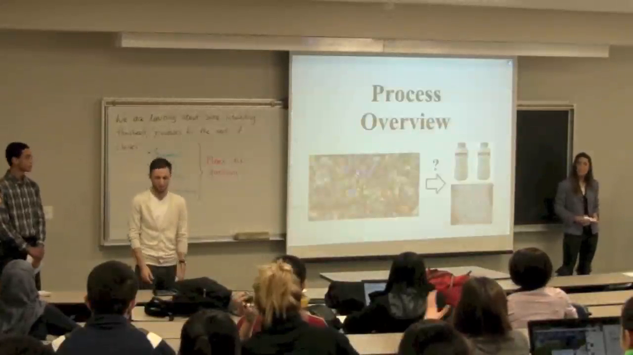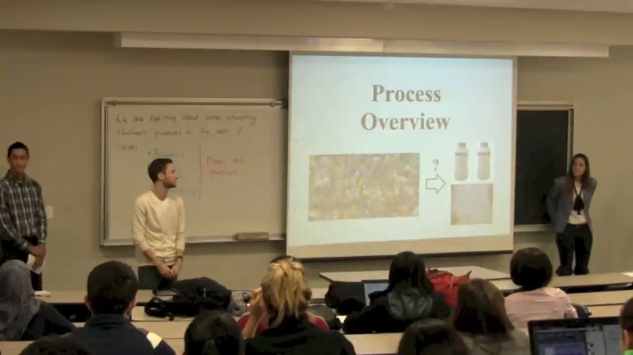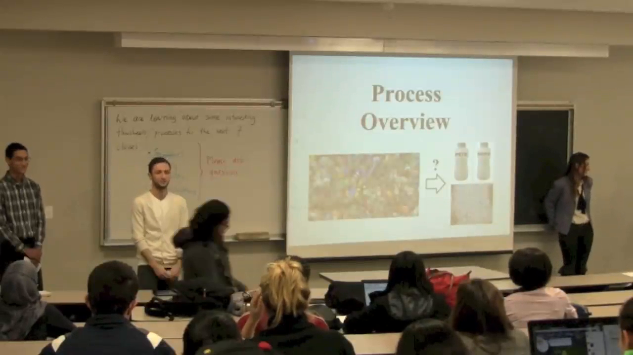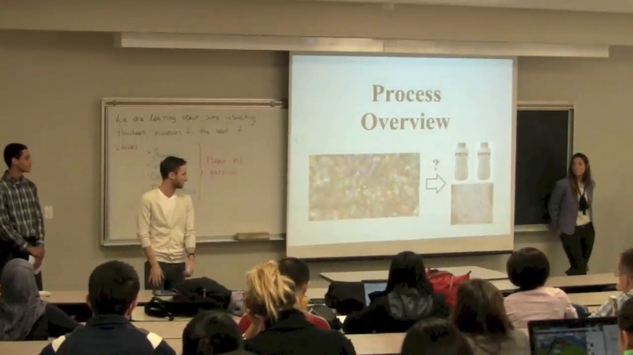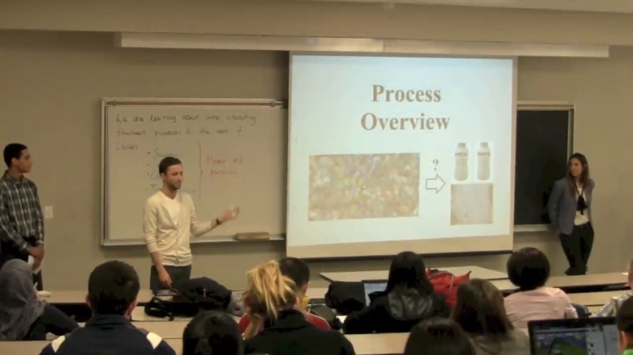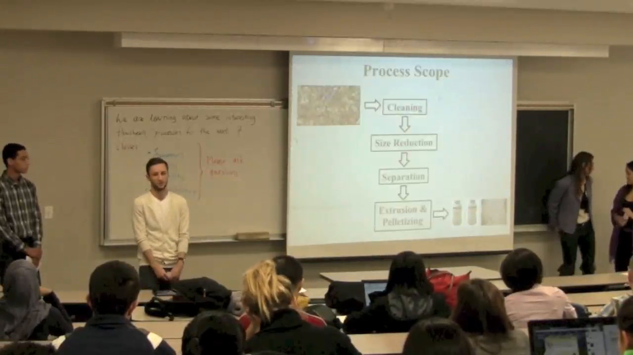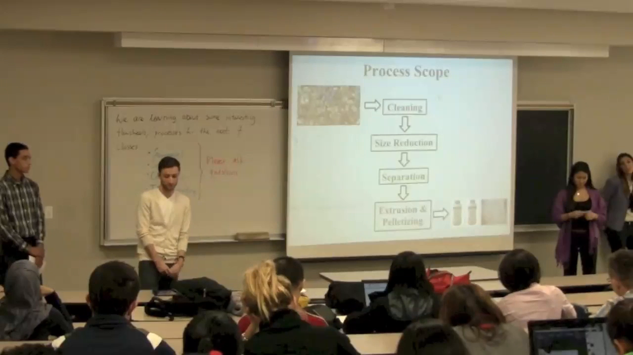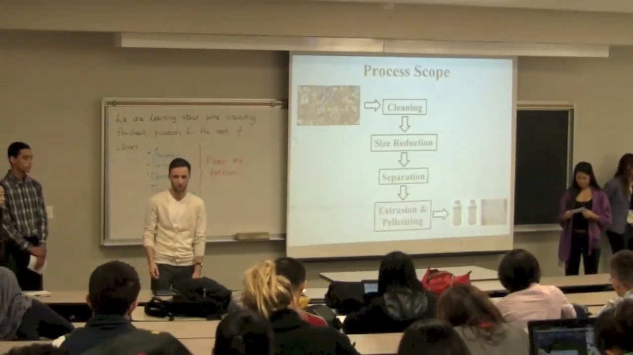So in order to better understand our process, I'll be giving you an overview of it. From start to finish, this involves taking plastic waste, polyethylene terephthalate and high-density polyethylene, and transforming it into pellet form. There are four stages in our process. The first is cleaning, then there's a size reduction stage, then separation, and lastly, extrusion and pelletizing.